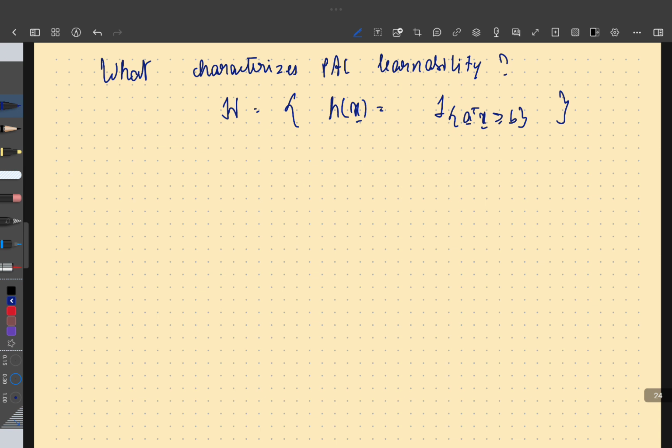All right. Similarly, if you take the function, let's say h of x is equal to indicator of sine of alpha x greater than or equal to 0. All right. This is also another hypothesis class. There's one free parameter over here. Alpha is, of course, I need to mention.